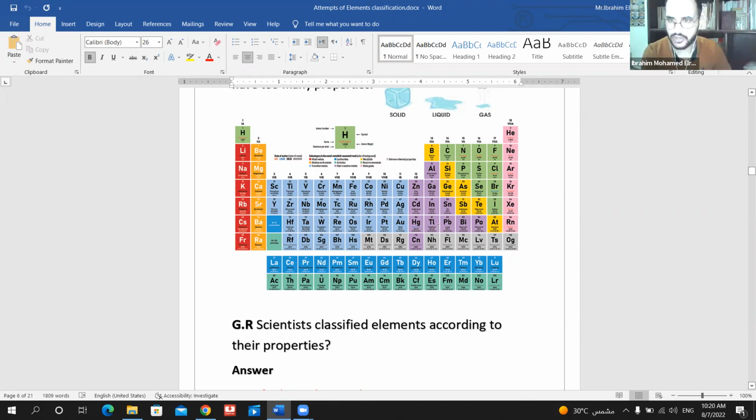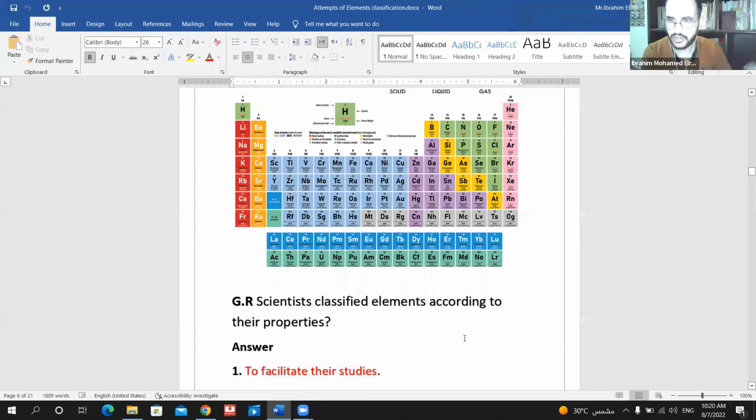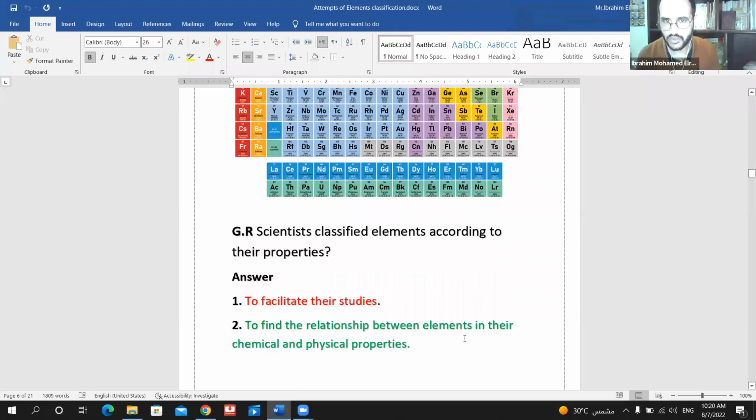So the carbon maybe carries the friction force, and maybe the silicon does the same. So they have the same physical properties. Okay, so that's why scientists classify elements according to their properties in the periodic table, to facilitate their study and to find the relationship between their chemical and physical properties.